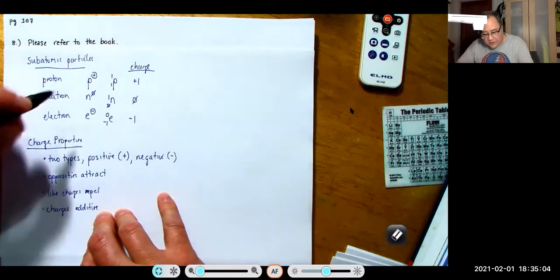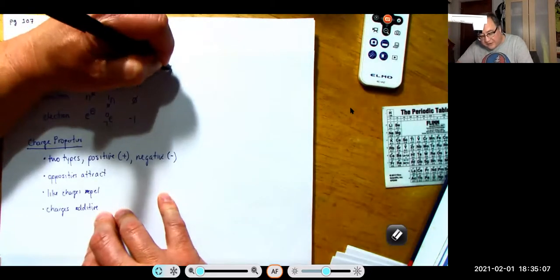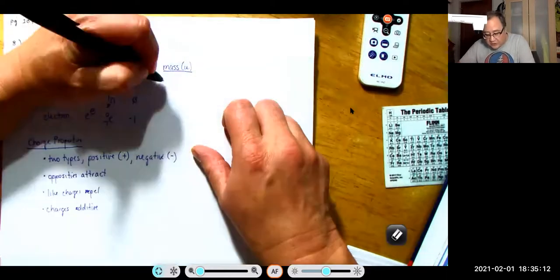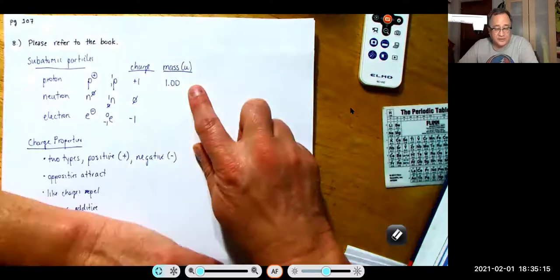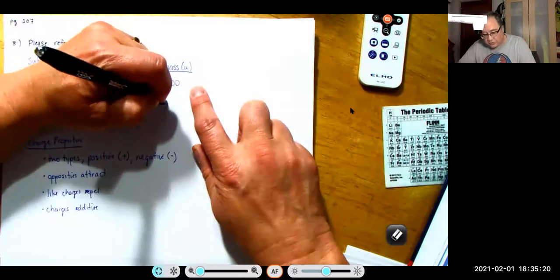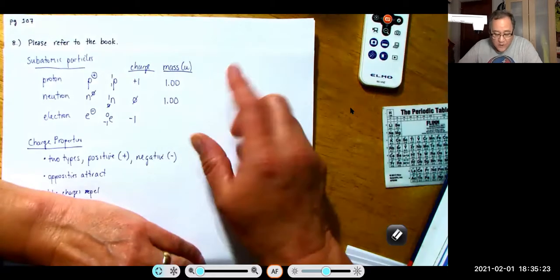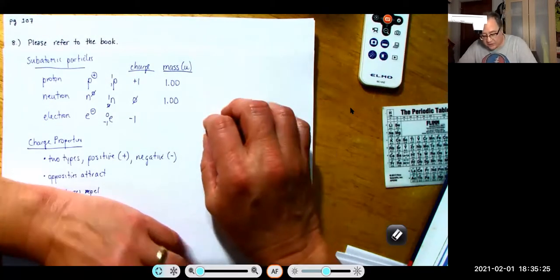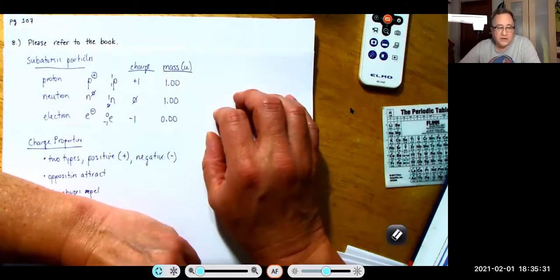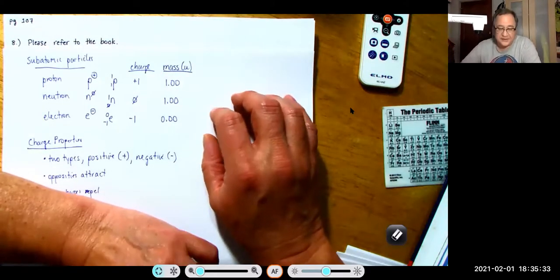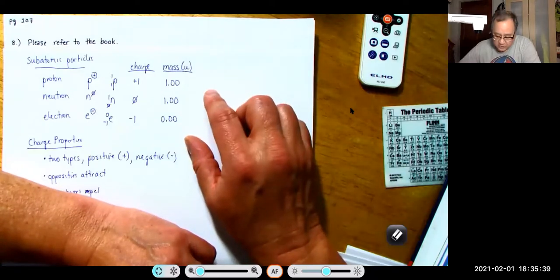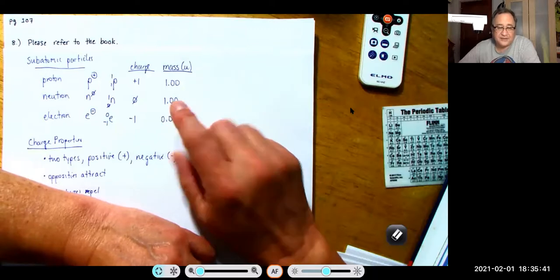Okay, so the other things we want to know are the mass of each of these in atomic mass units. And a proton is really close to 1.00 atomic mass units. It's probably 1.01, but 1.00 is close enough. Neutrons, 1.00. They have the same relative mass. Electrons are about 0.00 on this scale. So electrons are, for all practical purposes, nothing compared to these guys.